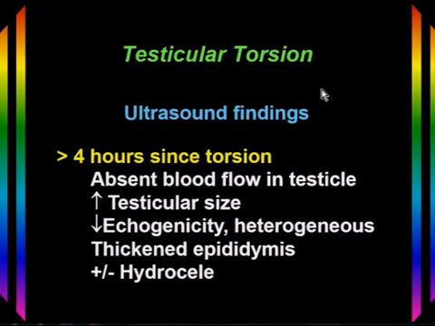After 4 hours, the testicle becomes enlarged and edematous. It may have decreased echogenicity. The echogenicity may become heterogeneous. We'll still have no blood flow inside the testicle. We also may see thickening of the epididymis or the knot of the twisted cord with the epididymis, and a hydrocele may develop after 4 hours.